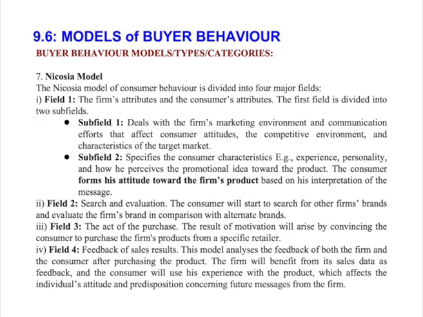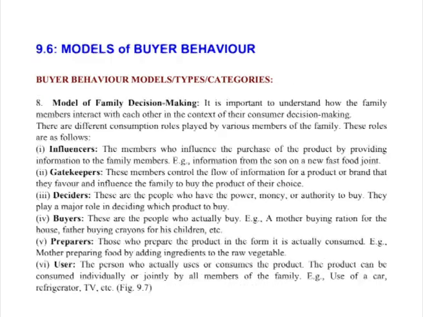Here the Nicosia model talks in terms of subfields 1, 2, 3 and 4. So, here field 1 is the product's attributes and consumer's attributes also. Then we are talking in terms of field 2, which is search and evaluation, field 3, which is the actual purchase process, and field 4, which is the feedback of sales results.